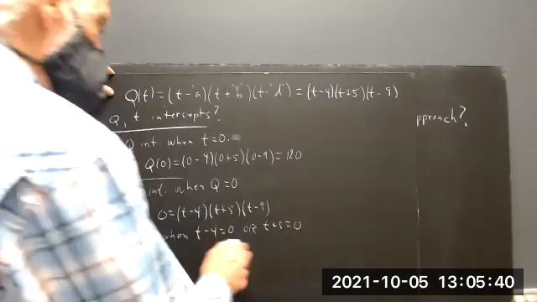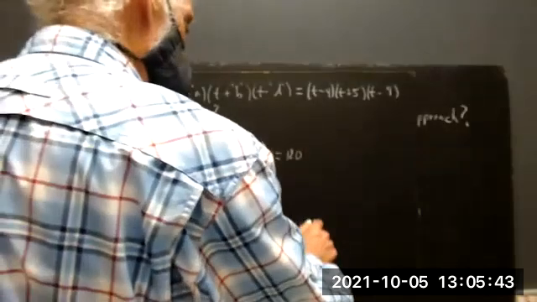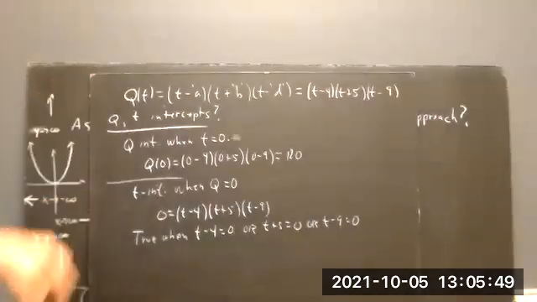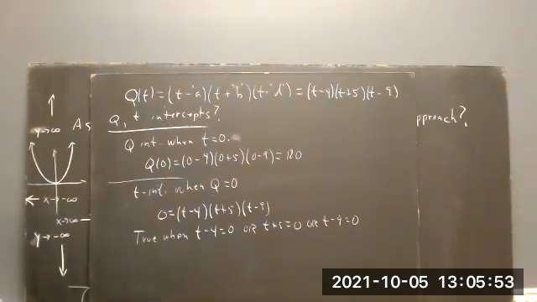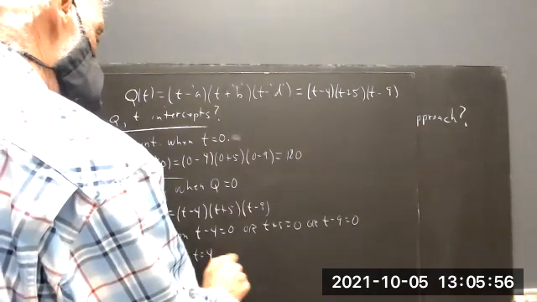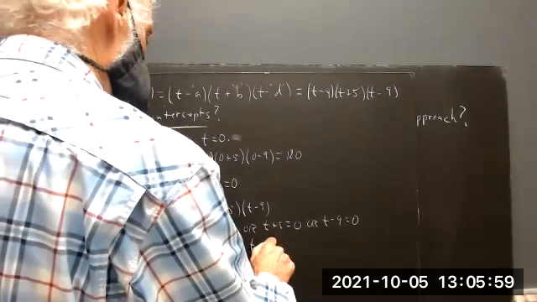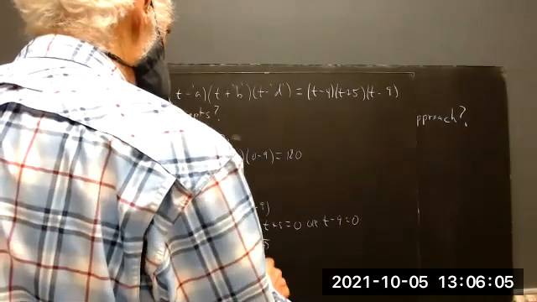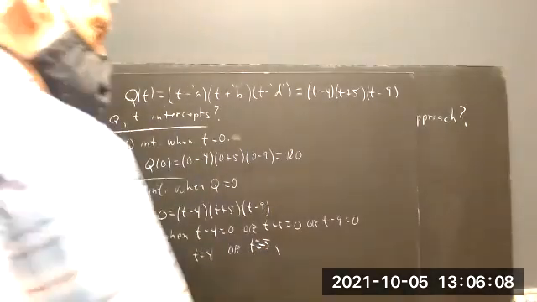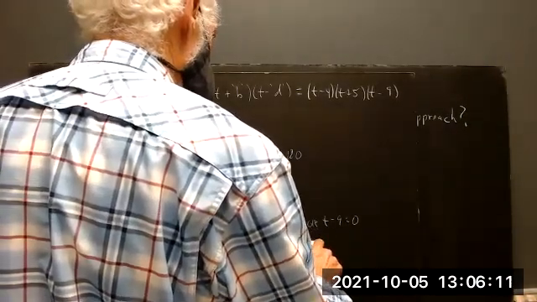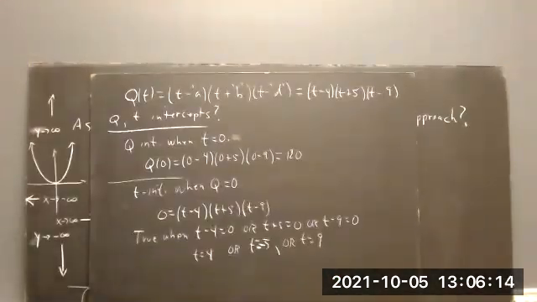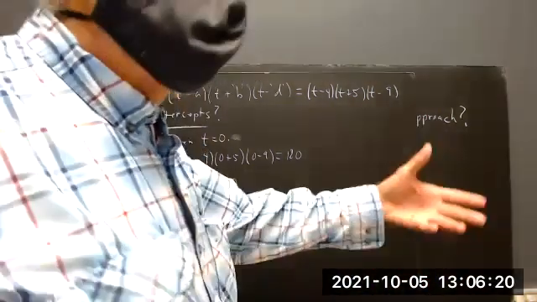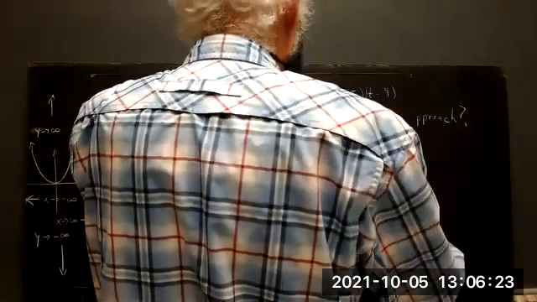This is true when t minus 4 equals 0, or when t plus 5 equals 0, or when t minus 9 equals 0. So this is true when t equals 4, t equals negative 5, or t equals 9. So now we know this much about the graph of the function. I didn't ask you to graph it, but that would be a simple step.